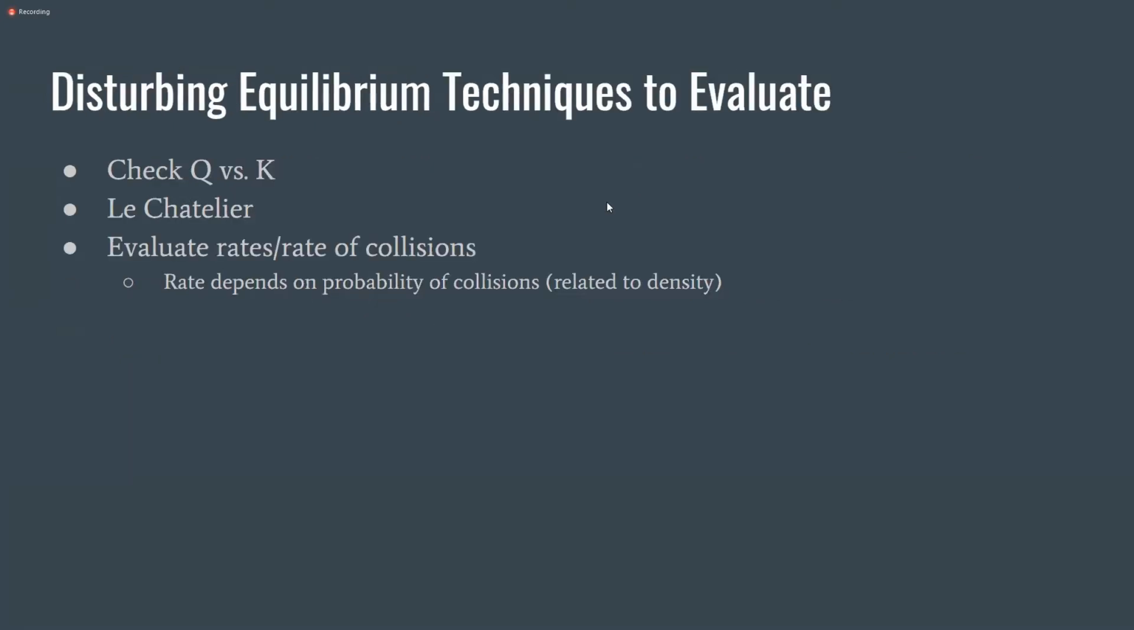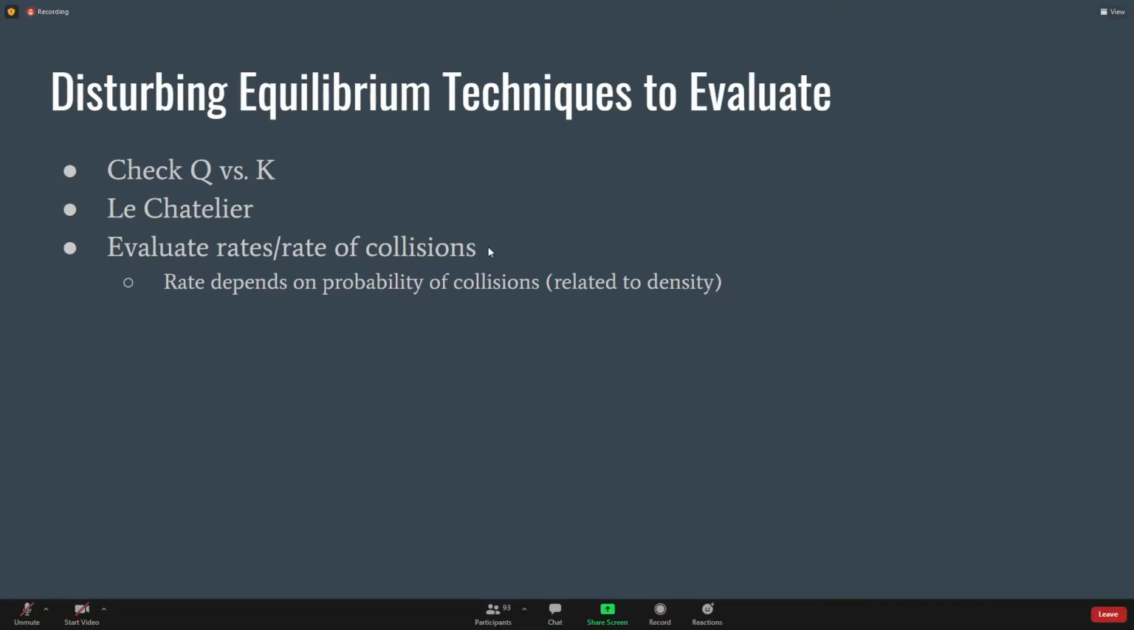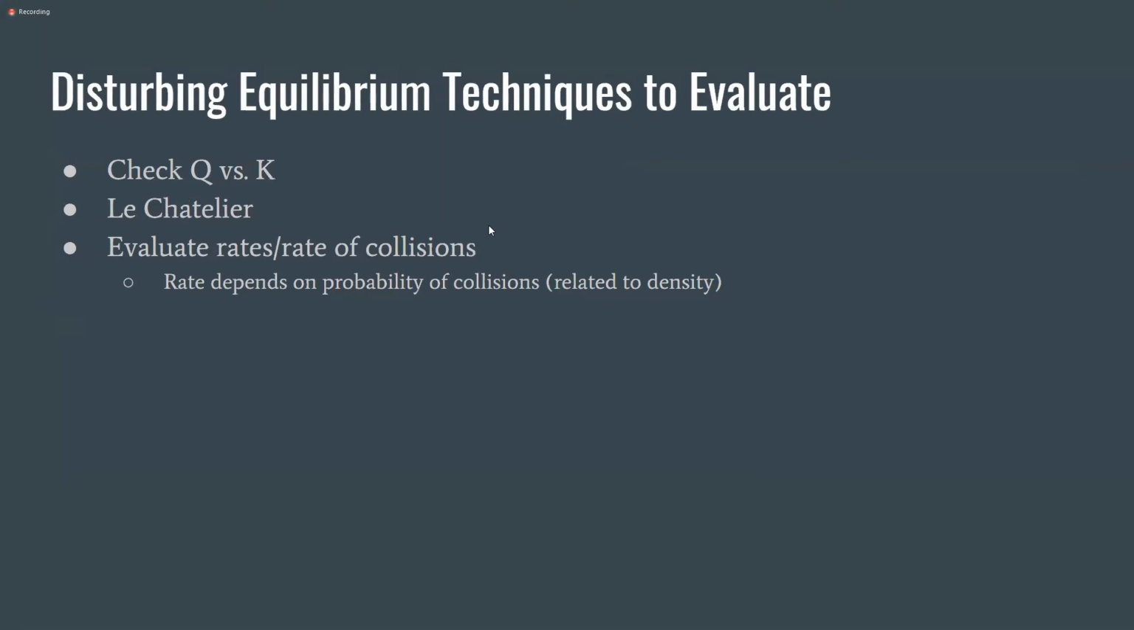So when the equilibrium is disturbed, there are different ways to talk about it. You can check the Q and the K and see if Q is smaller than, bigger than, or equal to K. You can use Le Chatelier to explain what's going to happen when a stress is introduced, or you can evaluate the rate or rate of collisions. So you go into a little bit more detail of what happens on a molecular level.